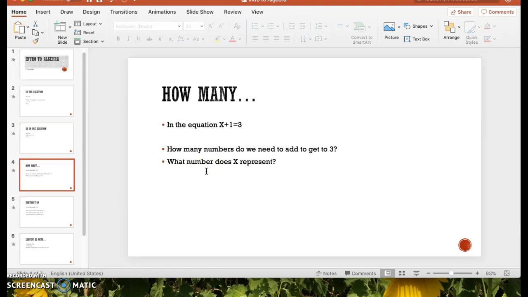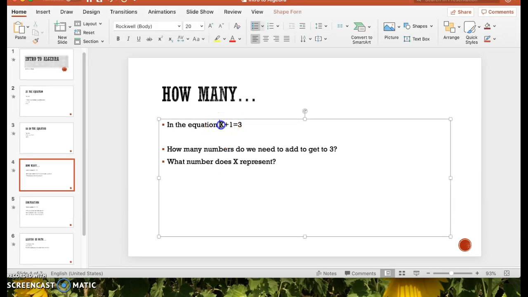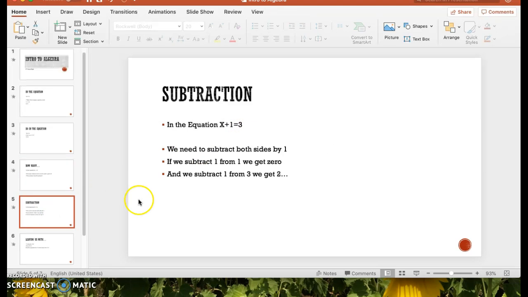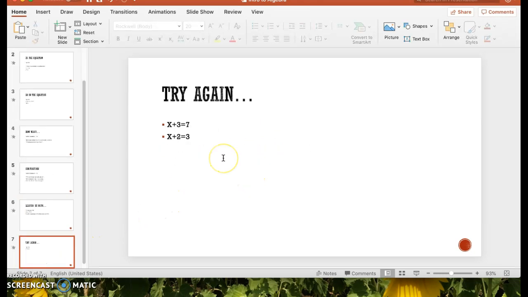This is kind of just explaining the same thing. How many more numbers do we need to get to 3, and what number does x represent? X is just a question mark, and you're telling me how many more I need in order to get to 3. In that equation, like we said, it is 2. So you could do it that way. Obviously, the easiest way is just to figure it out by subtracting. So we're just going to subtract from both sides and then get the number that we want here.